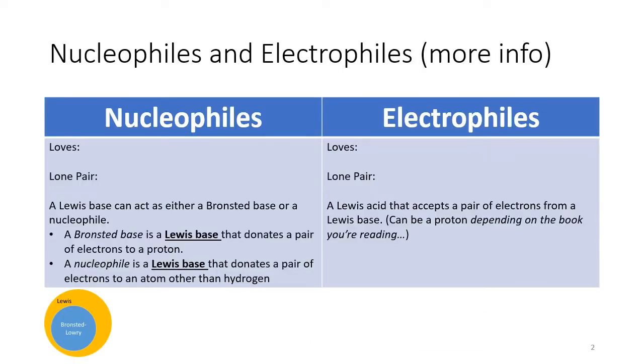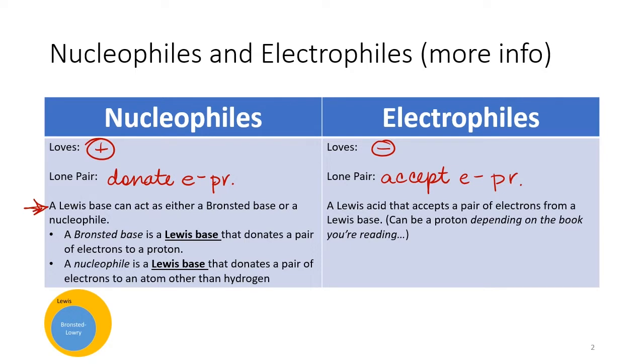So let's look back at nucleophiles and electrophiles and clarify a few things. So let's recall what we know. Nucleophiles love positive, right? And they are a lone pair donor, so they donate an electron pair. And electrophiles love negative, and they accept an electron pair. Something interesting, let's go to this Lewis base.